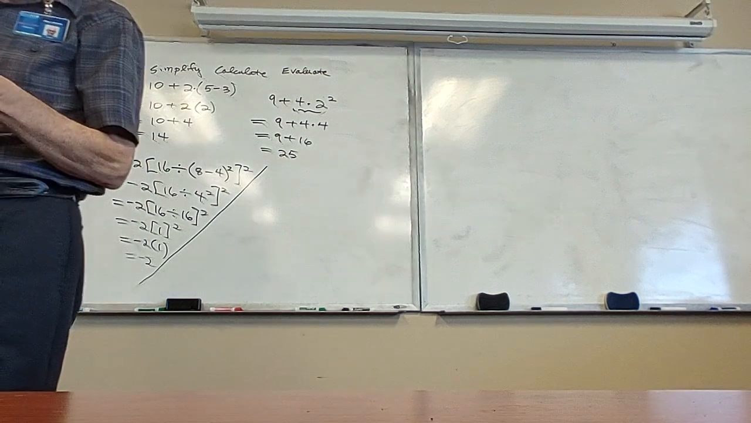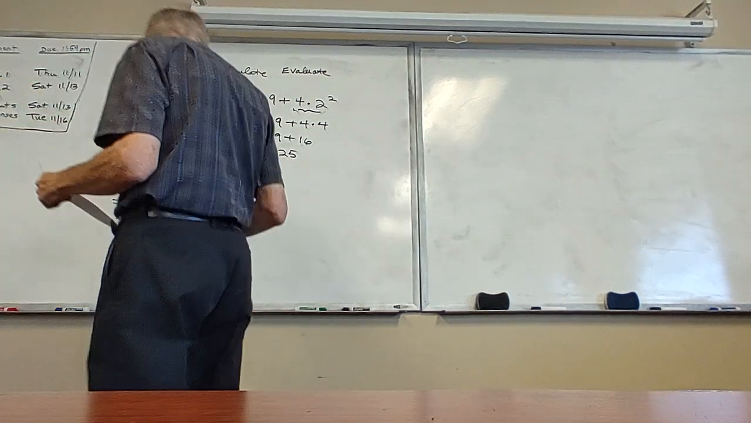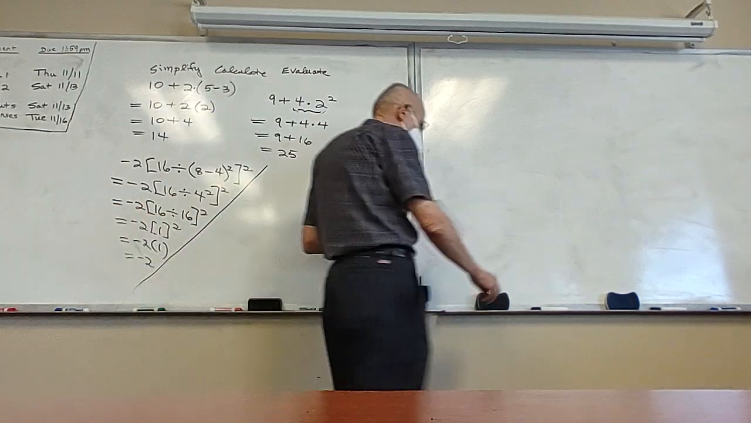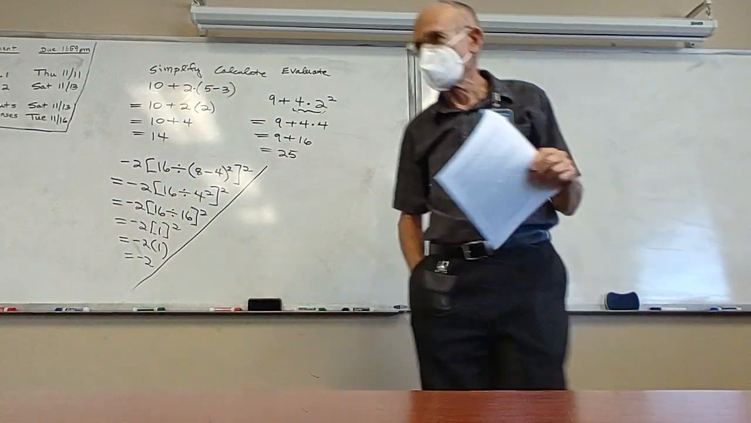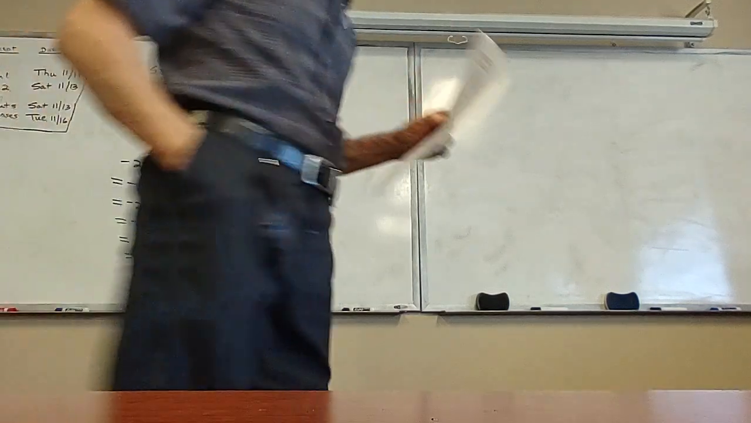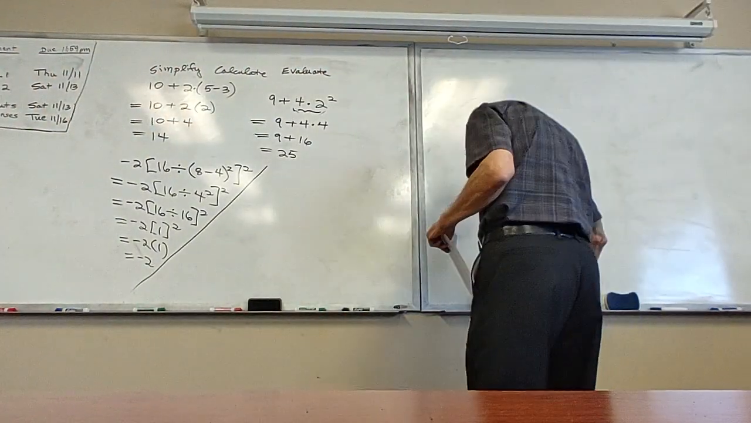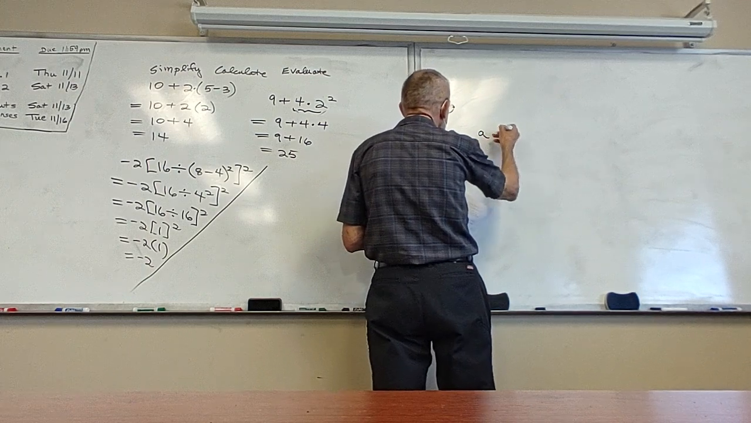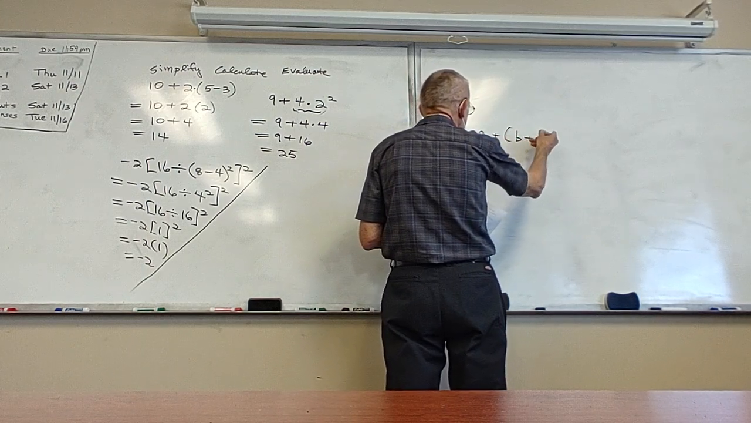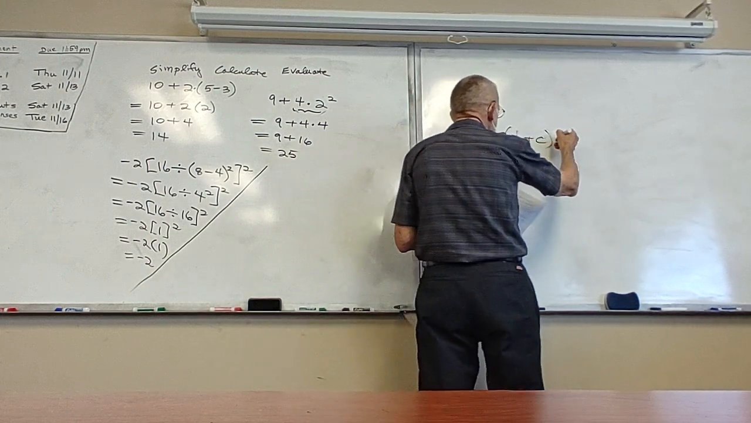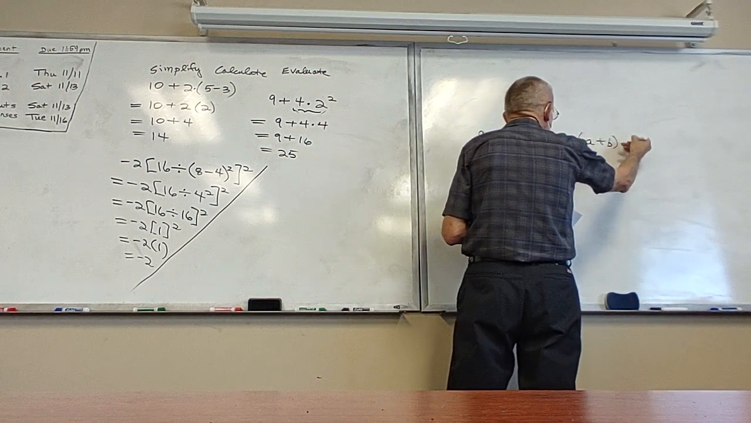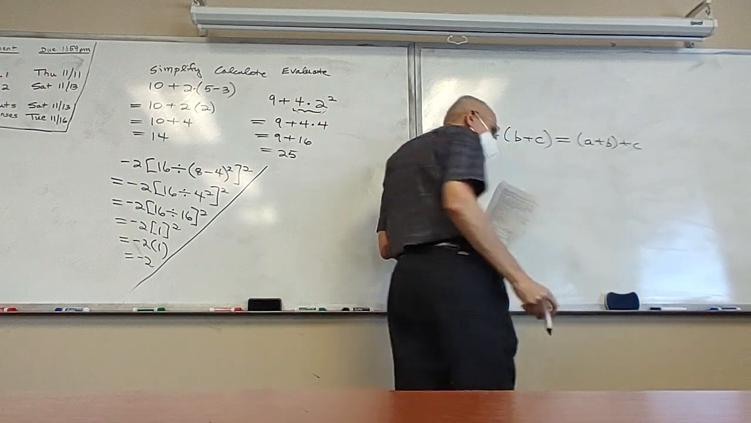Okay, associative property of addition. Now this is getting a little more complicated here. What is this saying? A plus B plus C, where B plus C are in parentheses, equals A plus B in parentheses plus C. What is that saying?